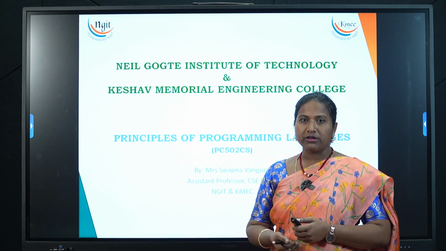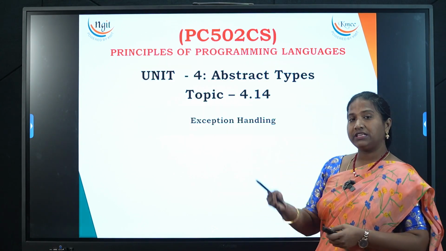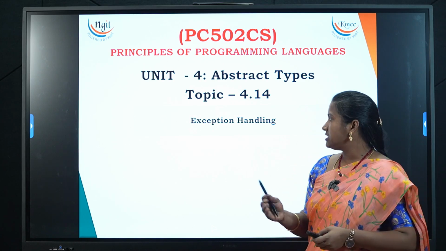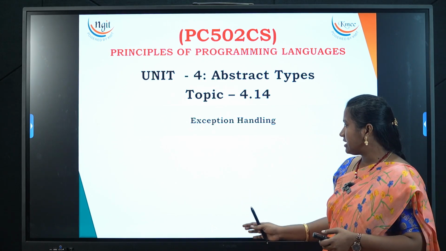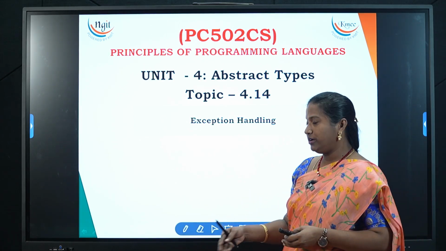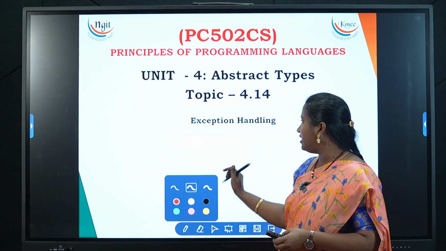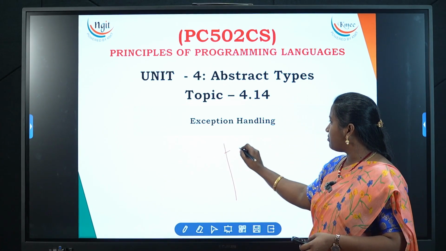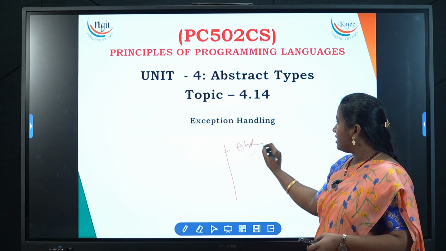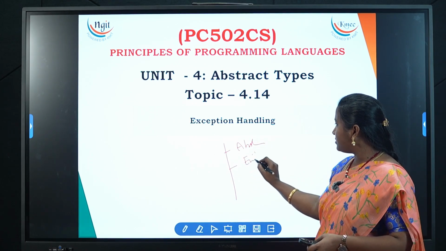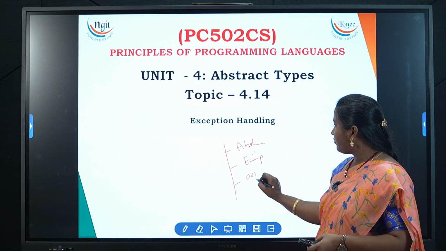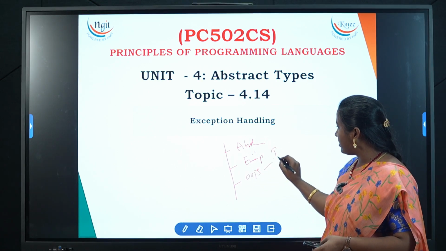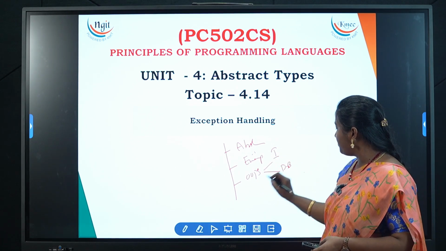So we'll continue to learn about the 4th unit. We were in the next chapter of the 4th unit, which is exception handling. Basically the 4th unit has 4 different chapters. The first is about abstraction and the second is about encapsulation. Then OOPS features, where we discussed inheritance and dynamic binding.